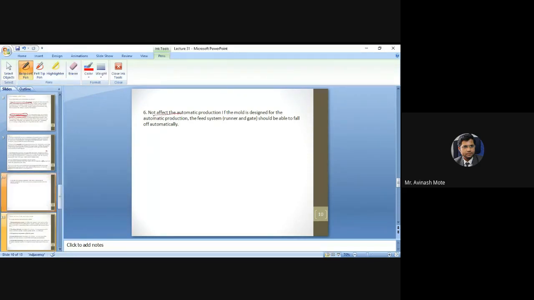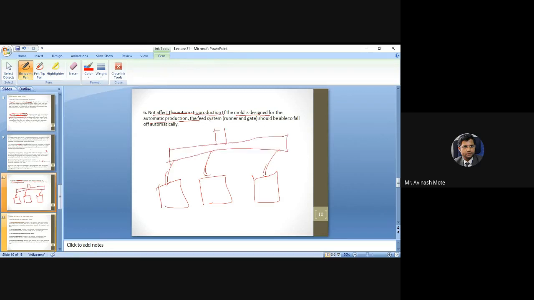It should not affect the automatic production if the mold is designed for the automatic production system. Suppose this many products we are manufacturing at a time. This is one passage, this is another passage, this is another sprue and gating system. And this is the flow management feeding mechanism, and this is the product removal mechanism using the ejection system.